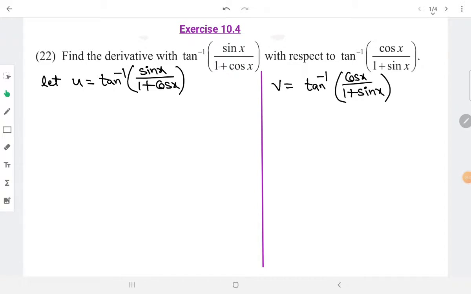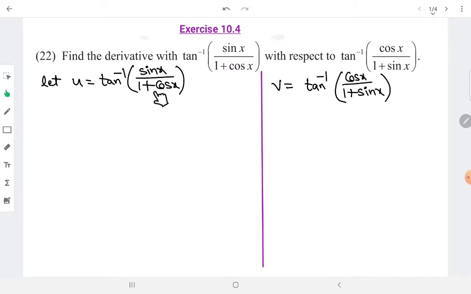Dear students, in this video we are going to see exercise 10.4 question number 22. Find the derivative of tan inverse of sin x by 1 plus cos x with respect to tan inverse of cos x by 1 plus sin x. So this problem comes under the derivative of one function with respect to the other function. Let us take the first function as u and the second function as v.